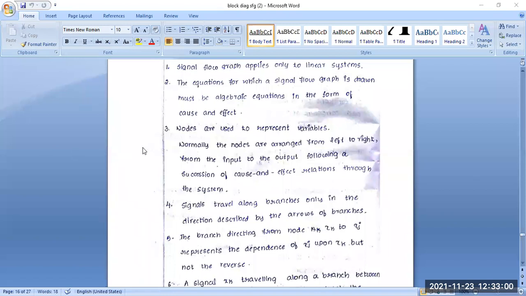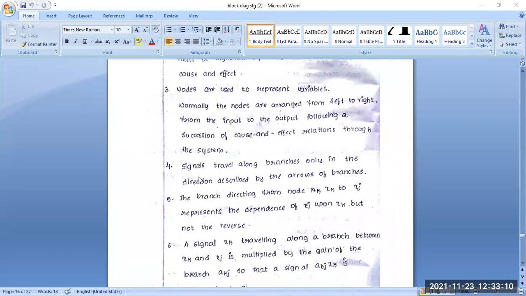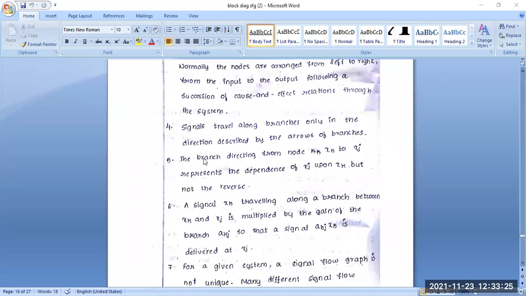All of you see, this is the left side, this is the right side. So every node, from the starting point to the ending point, is arranged in left to right format. Then signals travel along branches only in the direction described by the arrows of the branches. So arrow marks are present in the signal flow graph method. It is very important. Another, 5, the branch directed from node xk to xj is the forward path gain, with branches k1, k2, etc. These are basically the branching method.